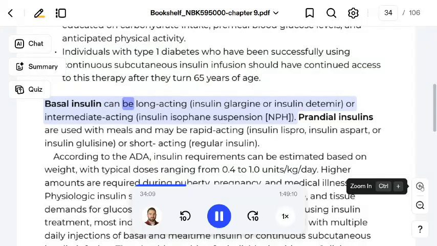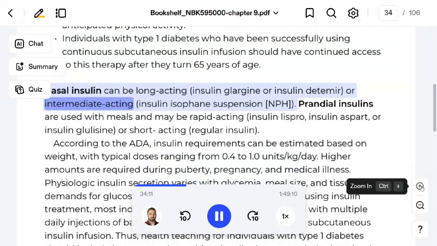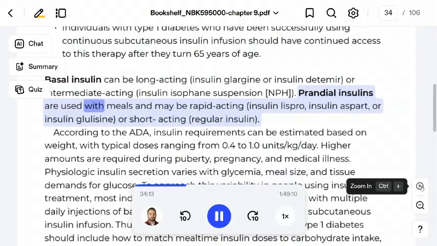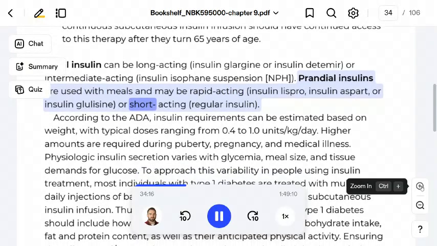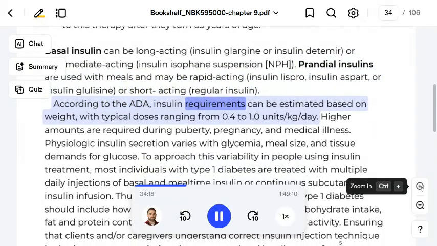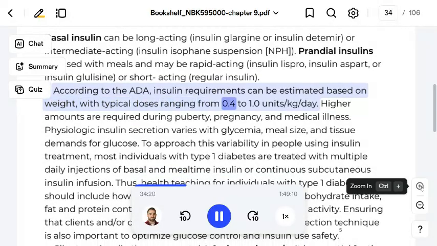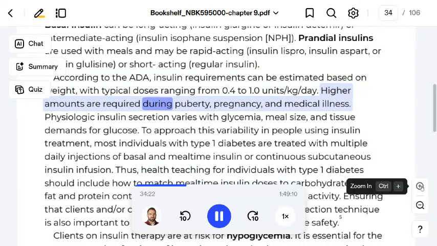Basal insulin can be long-acting or intermediate-acting. Prandial insulins are used with meals and may be rapid-acting or short-acting. According to the ADA, insulin requirements can be estimated based on weight, with typical doses ranging from 0.4 to 1 units/kg/day. Higher amounts are required during puberty, pregnancy, and medical illness.